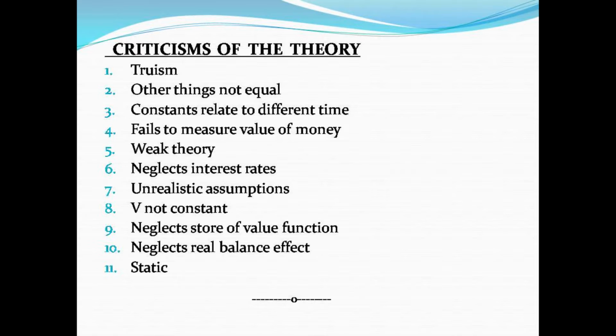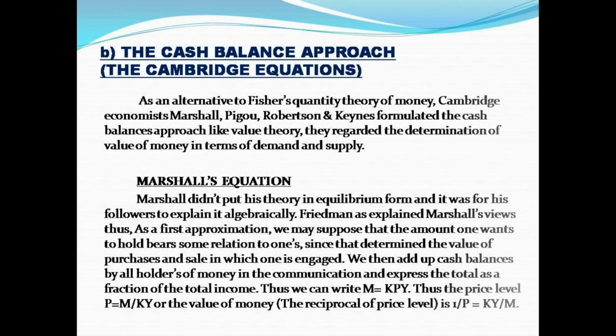Criticism of Fisher's quantity theory of money by Cambridge economists. Next one, the cash balance approach. The cash balance approach is also known as the Cambridge equations. As an alternative to Fisher's quantity theory of money, Cambridge economists Marshall, Pigou, Robertson and Keynes formulated the cash balances approach like value theory. They regarded the determination of value of money in terms of demand and supply.